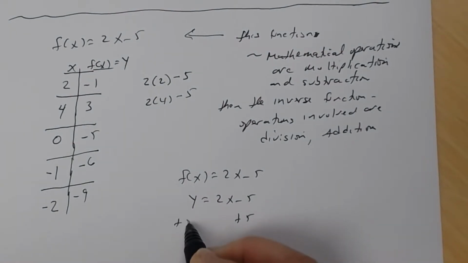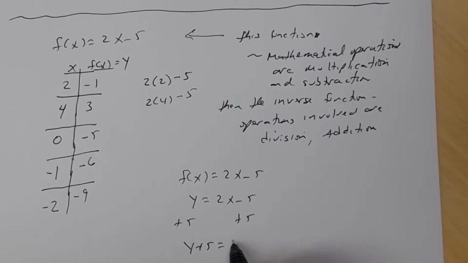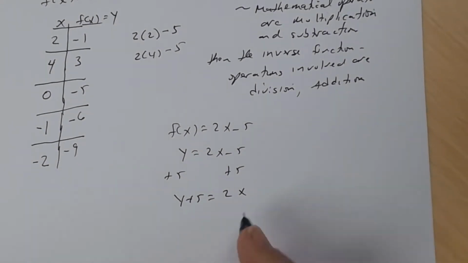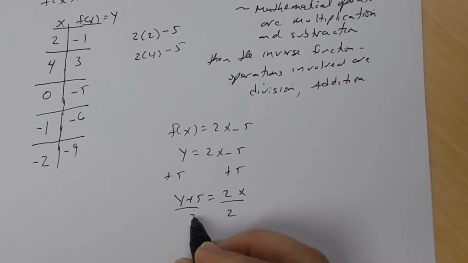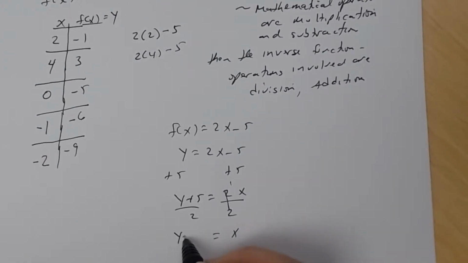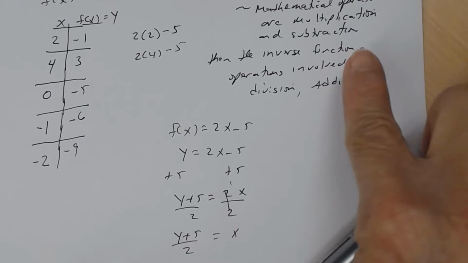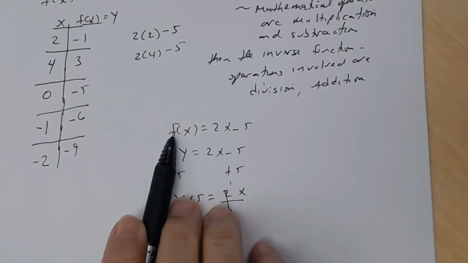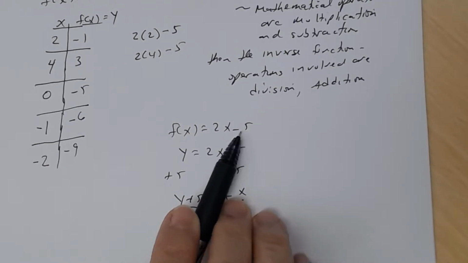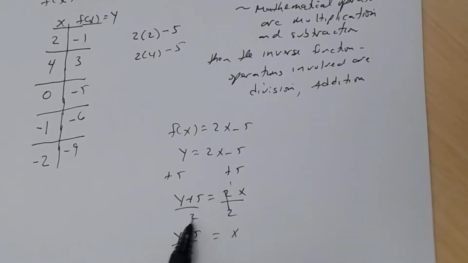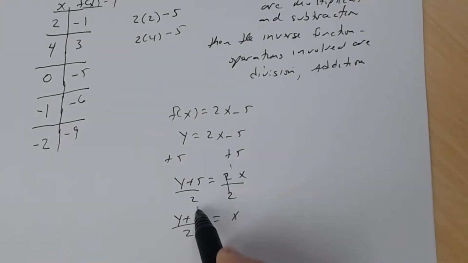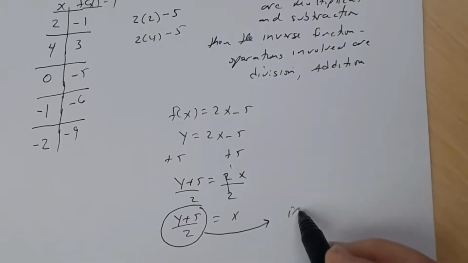So notice what happens. I'm adding 5, so I get y plus 5 equals 2x. And then I'm going to divide both sides by 2, and so I get x equals y plus 5 divided by 2. Now, when we talk about the procedure, you're going to notice that we do this a little bit differently. But right now, I just want to talk about this inverse operation. So this function f multiplies by 2 and subtracts 5. What I want to do is the opposite. So I'm going to add 5 and then divide by 2. Now this function right here is considered the inverse function. That's your inverse function.